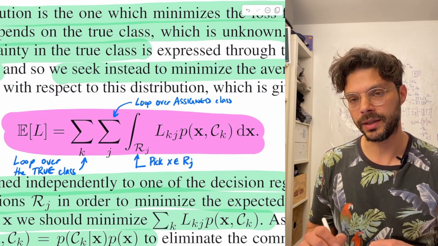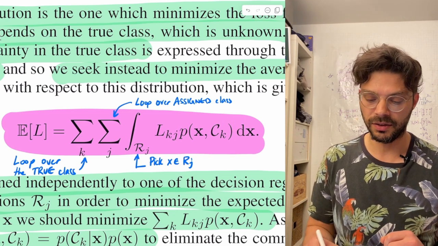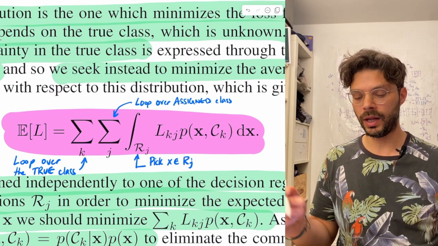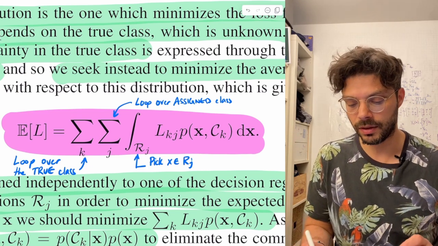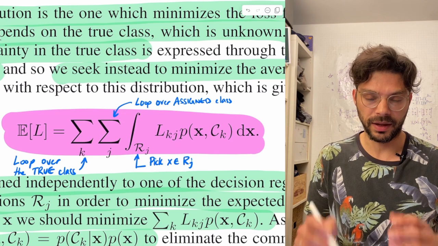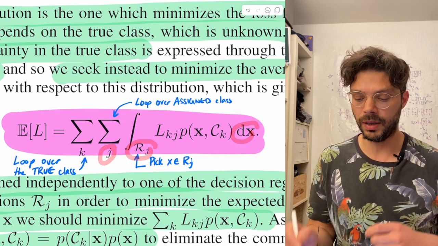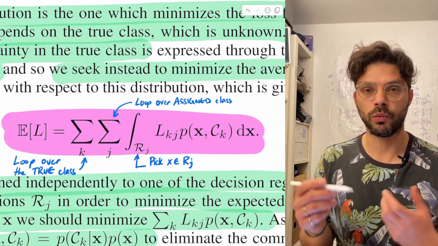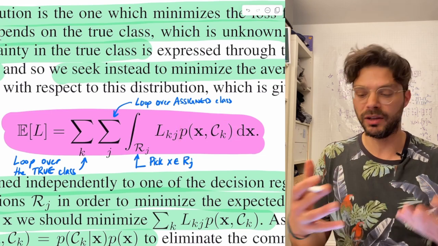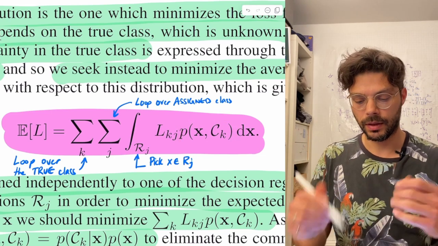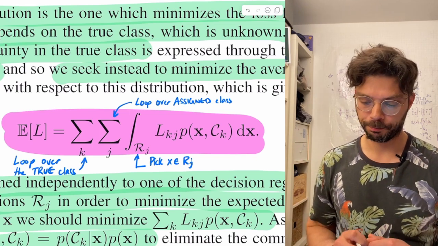And finally, we just weight it by the probability of that particular data point being in the class k. So this class k is the thing we're looping over, the true classes, and then we loop over our given assignments, as indicated by this index j and by these regions of the input space. And now we just weight the loss by the density of points according to the class that they're actually from.